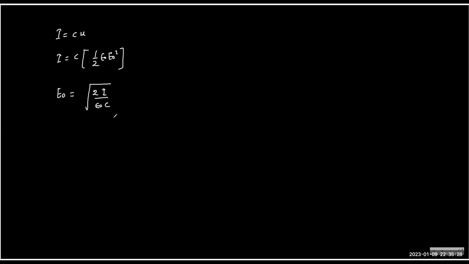Similarly, you could have expressed the same answer as I equals C into B naught square by 2 mu naught. And that will lead to the formula B naught equals under root of 2 mu naught I by C. So you have to remember these formulas to get the answer. Is this clear?